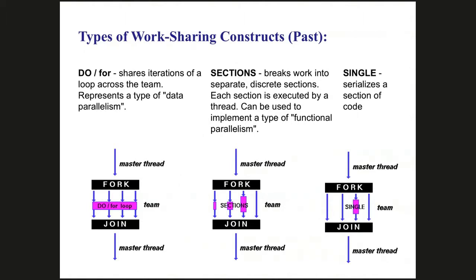The third one is called single. A single means something like a master thread. It serializes a section of code. In this case, it's used mainly because of data dependency or because the code cannot run in parallel, so it just lets one thread run it.